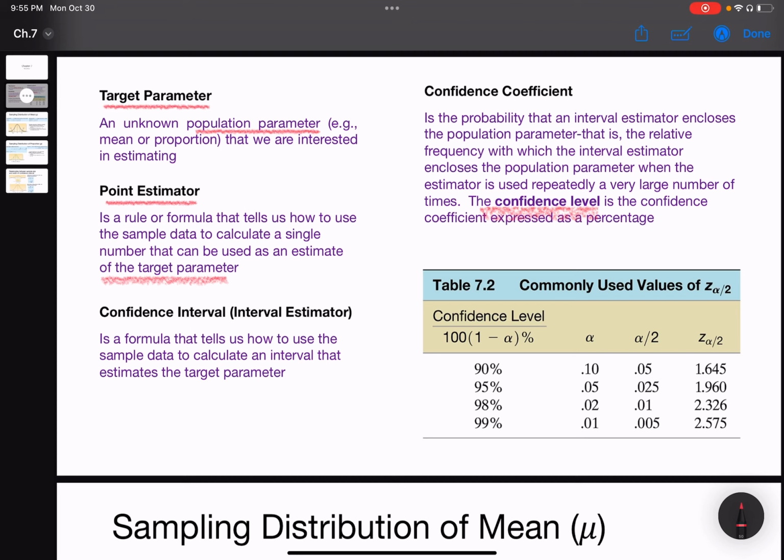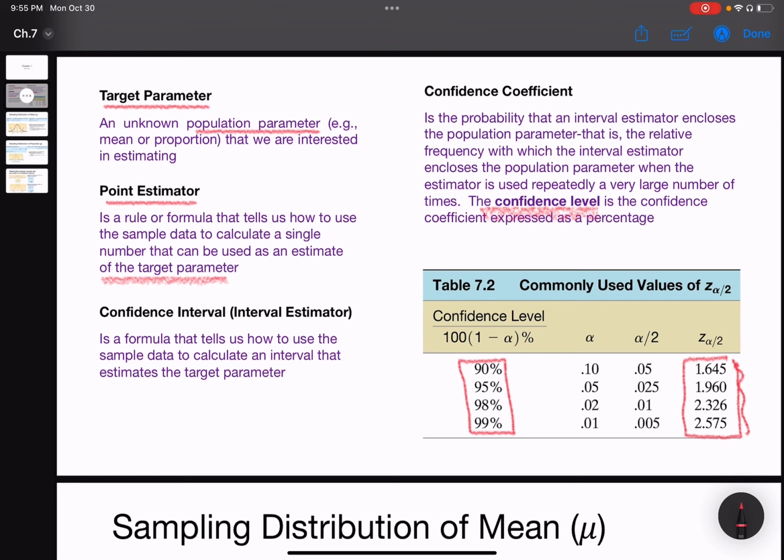In table 7.2 in the book, we have confidence level at different percents, 90% to 99%, and the corresponding z at alpha over 2. And here it will be very useful to keep these numbers and values in mind.